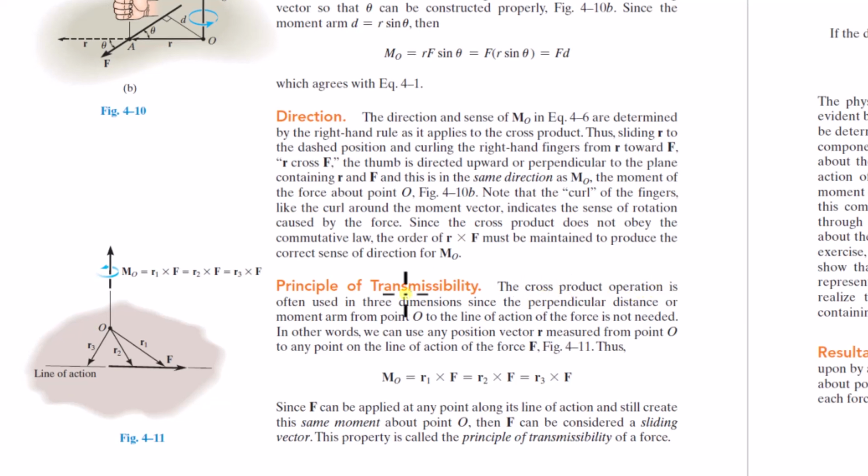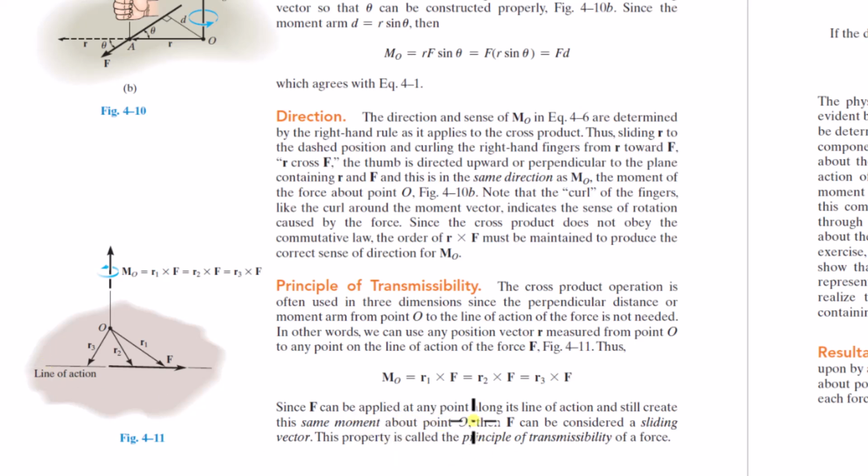The cross product operation is often used in 3 dimensions since the perpendicular distance or moment arm from point O to the line of action of the force is not needed. In other words, we can use any position vector R measured from point O to any point on the line of action of the force F, right? Like they talk about here, R1 cross F, R2 cross F, R3 cross F, you get the same moment. So this force is a sliding vector in that context, right? That's what it says here.